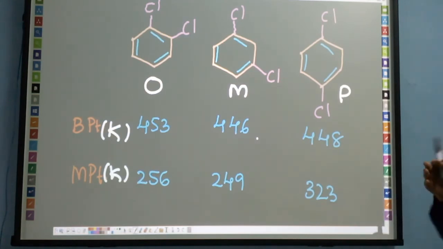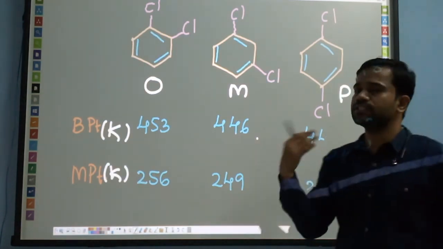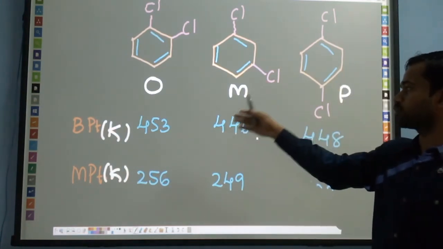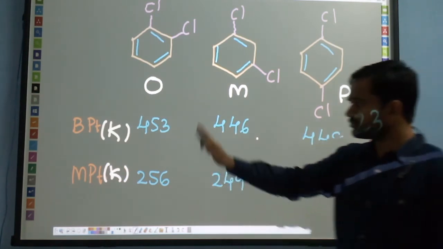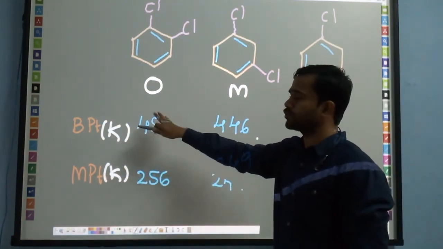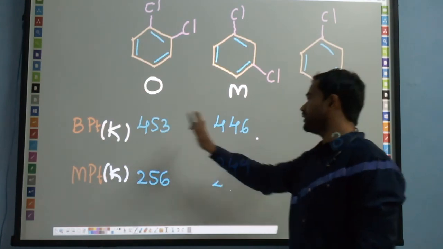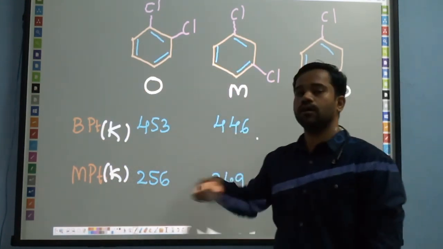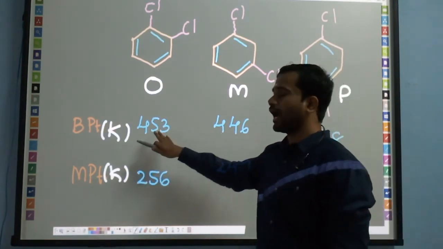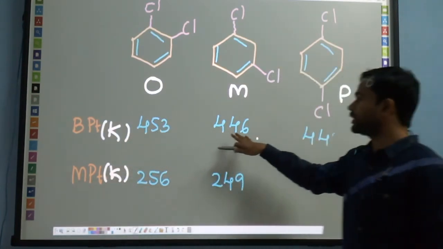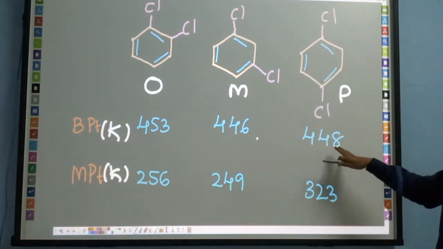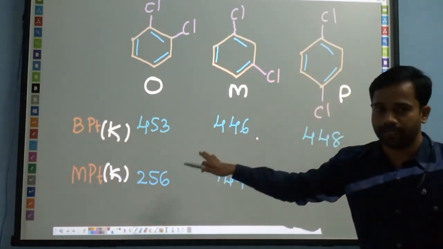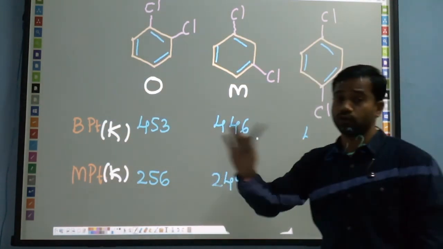Let's check the boiling points first, to see which has the highest. Is it ortho, meta, or para? The ortho positioned isomer has 453 Kelvin, which is the highest boiling point. The next ones are 446 Kelvin and 448 Kelvin. The first one is ortho, the next is para, and the next is meta. That is for the boiling point, not the melting point.